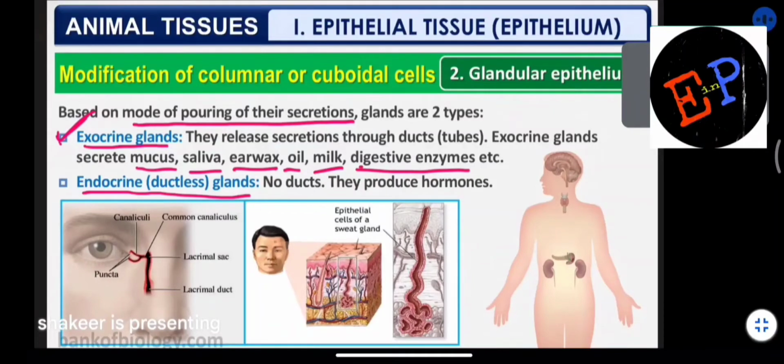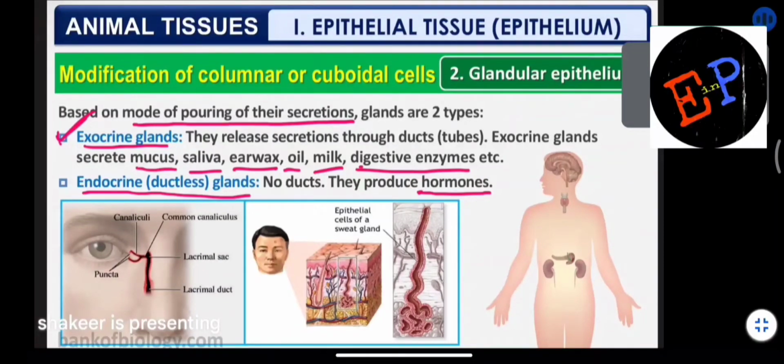Are you able to understand? All the hormones produced in the body are ductless. For example, you have a very important gland in the human body called the pituitary gland. Is it an exocrine gland or an endocrine gland? It is an endocrine gland. It doesn't have any duct.